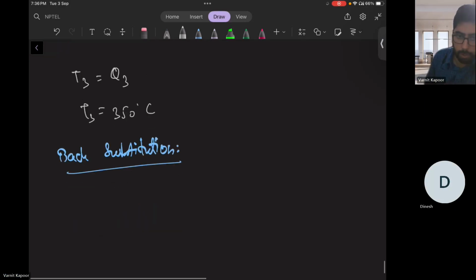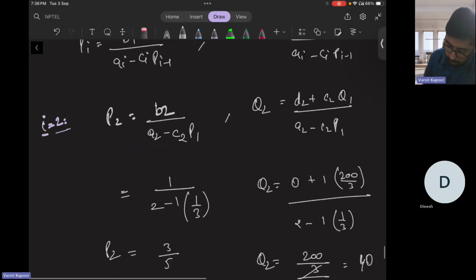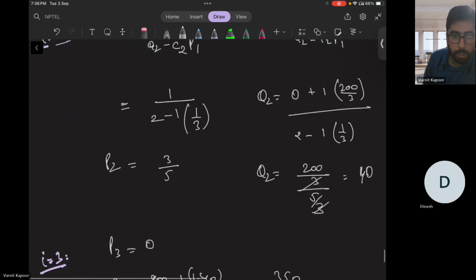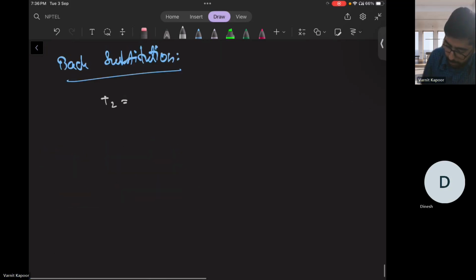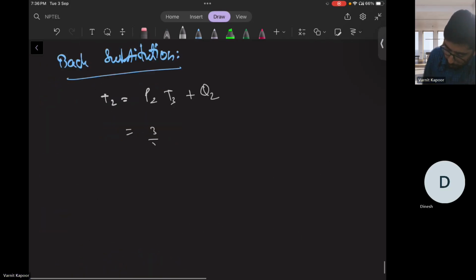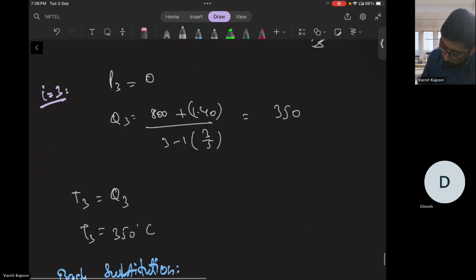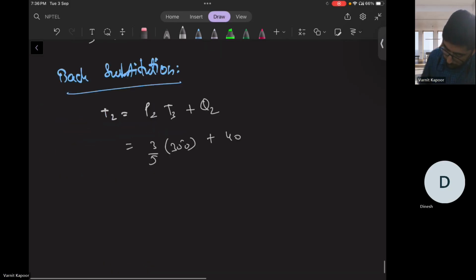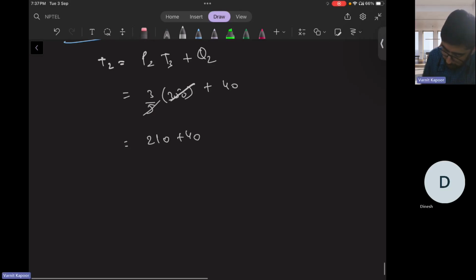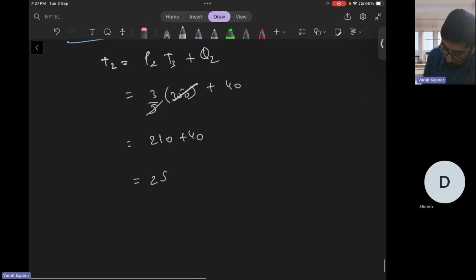All right, let us see. So you know the back substitution, T2 will be, what was the equation of T2? T2 is P2 T3 plus Q2. So P2 is how much? You have calculated 3 by 5. T3 you have calculated as 350 and Q2 you have calculated as 40. So this cancels, 210 plus 40, that is 250 degrees Celsius.